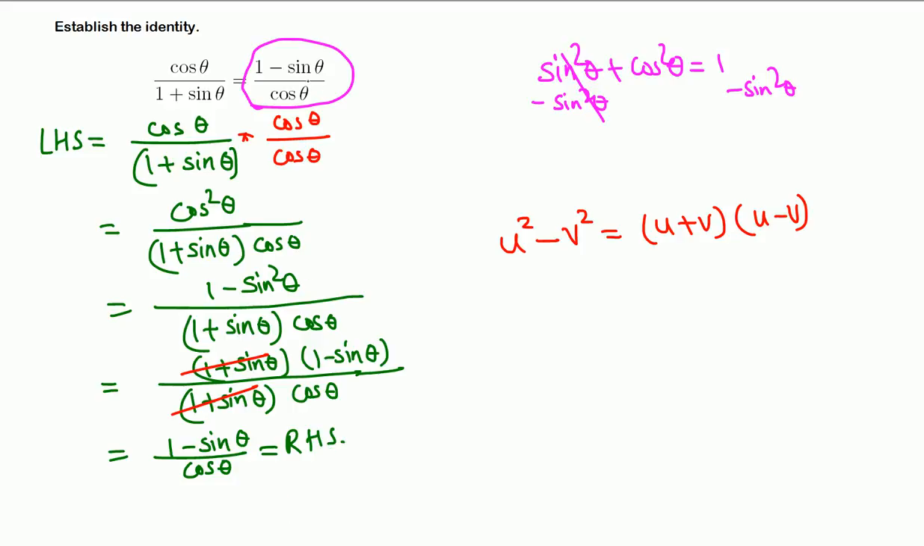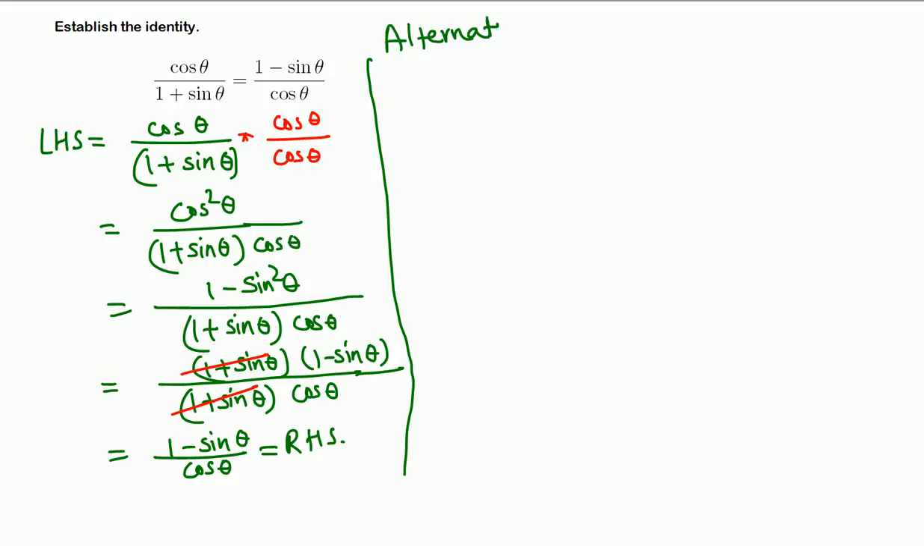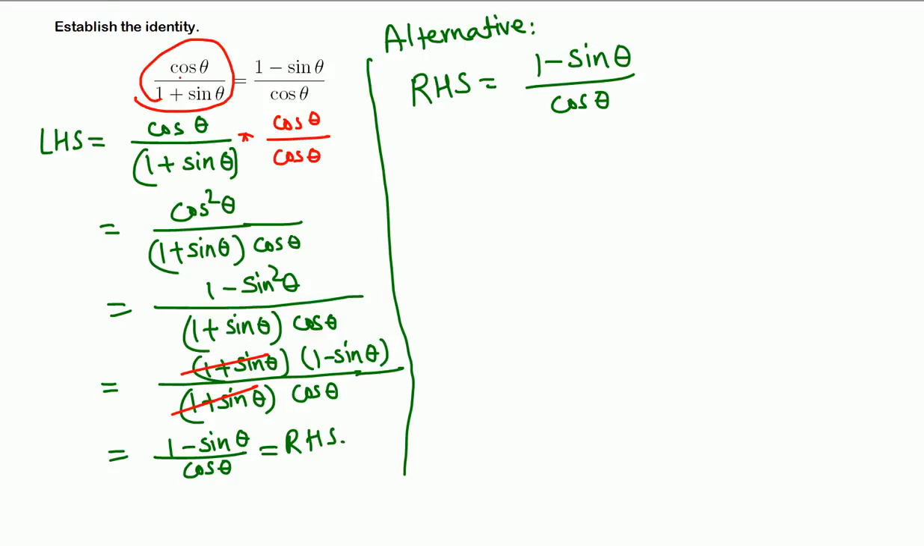Alternatively, let me show you how to start from the right-hand side and get to the left. It's about the same. So alternatively, we can start from the right-hand side, or you can just write right side: 1 minus sine theta over cosine theta. Now we want to get to the left side. The left side is in fact cosine theta over 1 plus sine theta. So you have two options.